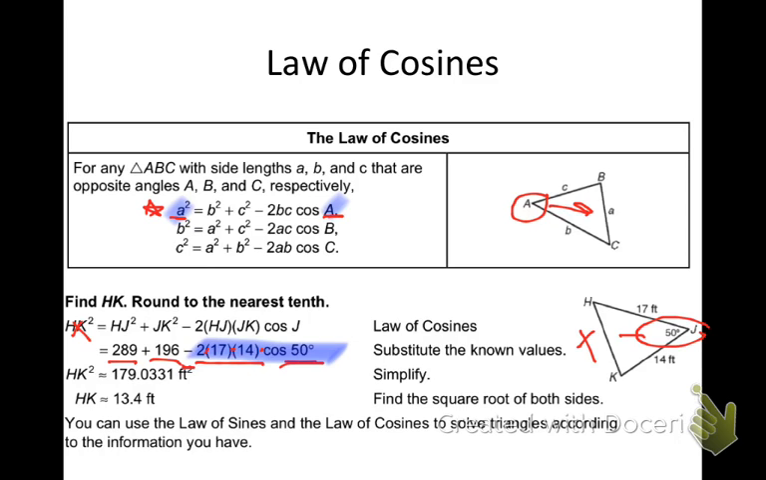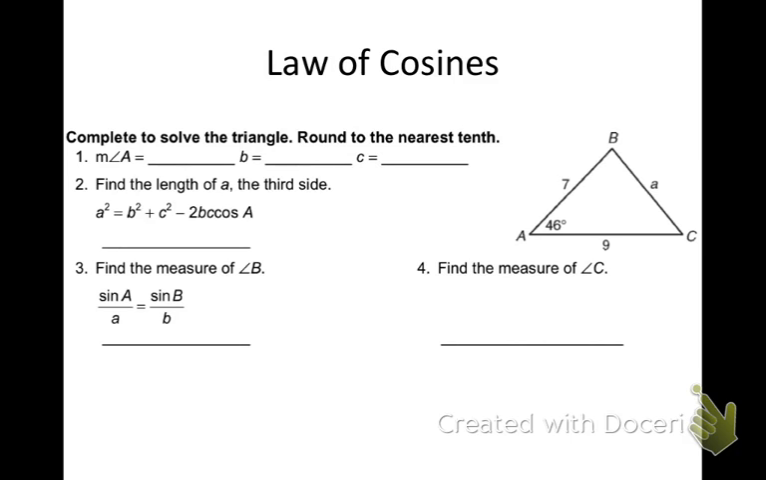Alright, so let's look at the first problem with the law of cosines. Number one here. I first want to find out, what do I know? I know the measure of angle A is 46 degrees. I know B, technically, because it's opposite of big B, so B is going to be 9. I know C because C is opposite of big C, which is 7.